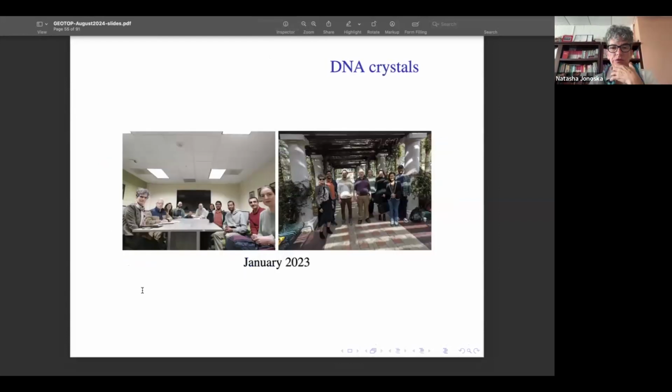And I have about 10 minutes maybe to finish with the DNA crystals. In January 2023, I called a bunch of people. We were talking about DNA crystals and the topology of DNA crystals. So this is the gathering. You can see here Lou Kaufman. Wout from Amsterdam came, Eleni Panagiotou, some of my postdocs here, and Simon from Ned's lab was here.